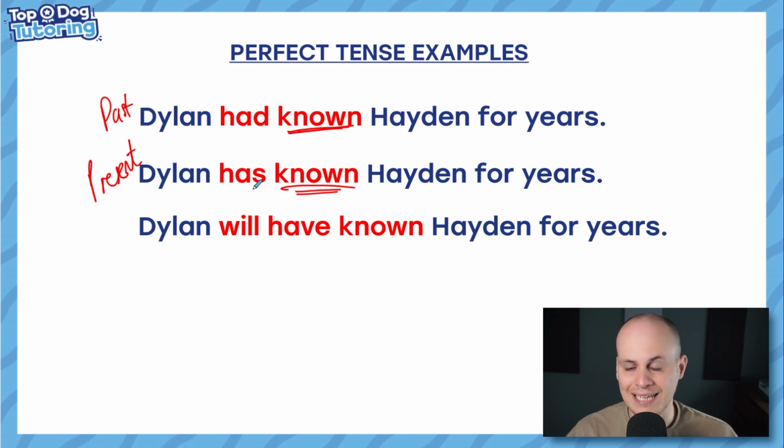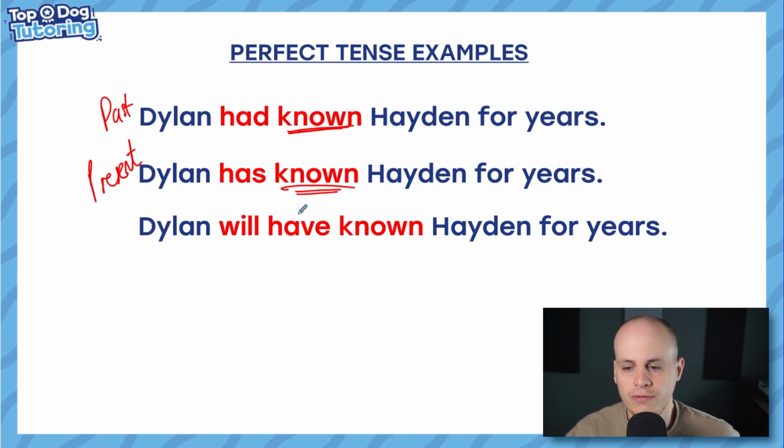But the word "has" makes it sound like, even though the idea of the act of knowing has been completed, he still knows him. Dylan has known Hayden for years, and he still does. Can you hear the difference there, right? And then the future tense is nice and obvious. Dylan will have known Hayden for years.